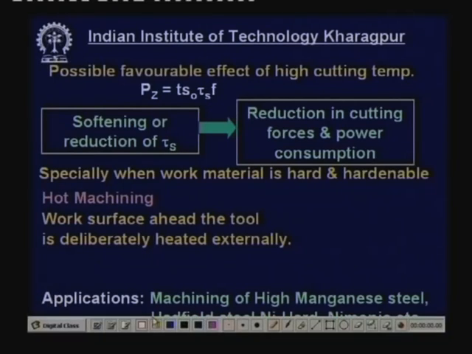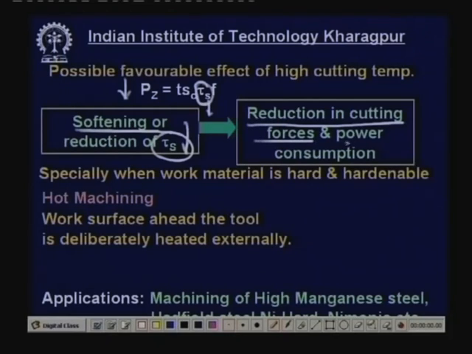Now, this tau s, the dynamic yield shear strength of the work material, gets reduced because of high temperature. The work material becomes soft, and softening means a reduction of the shear strength. If the shear strength is reduced, then the cutting force will come down, and because of that the power consumption and specific energy consumption all will decrease. This is a very rare favorable case.